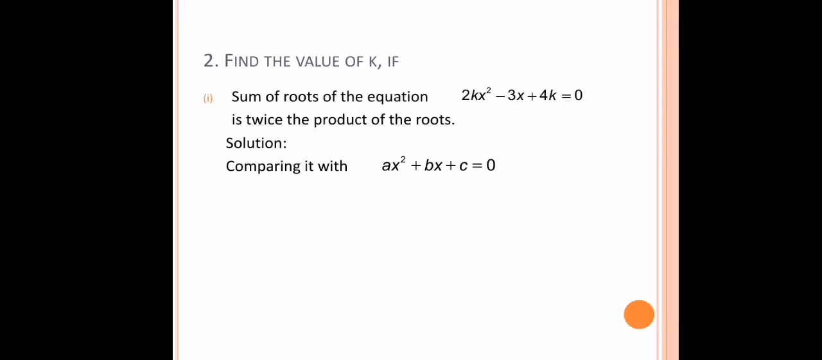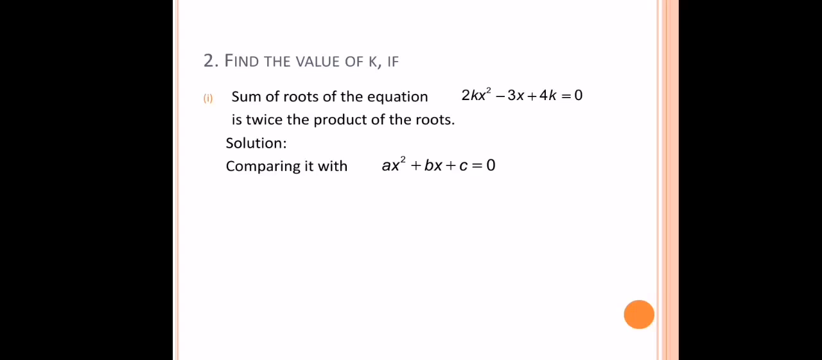Find the value of k if the sum of the roots of the equation 2kx² minus 3x plus 4k equals 0 is twice the product of the roots. Here the noticeable point is that a condition is given for the sum of roots and the product of roots. That is, the sum of roots is twice the product of roots.